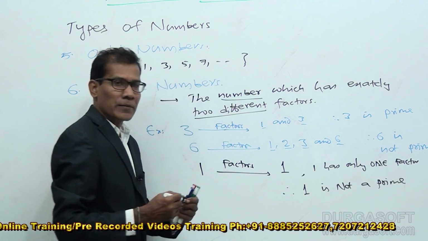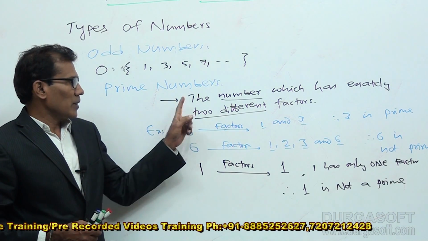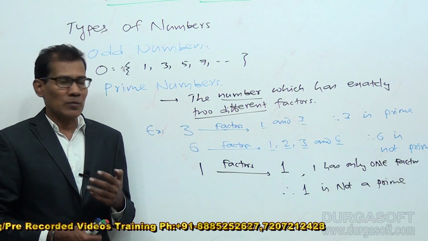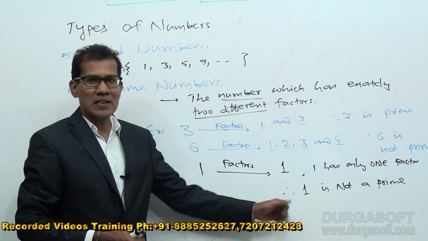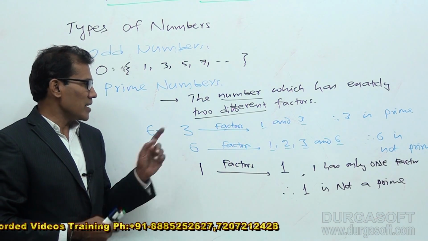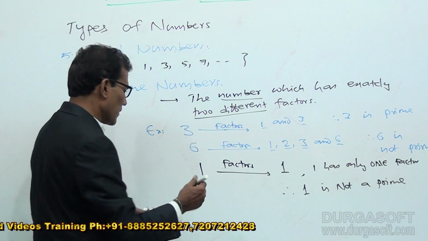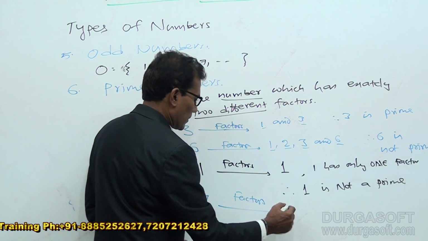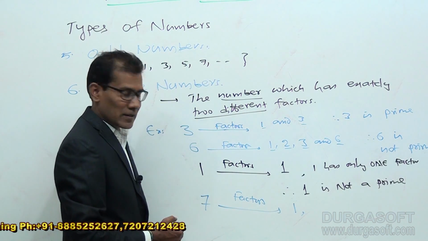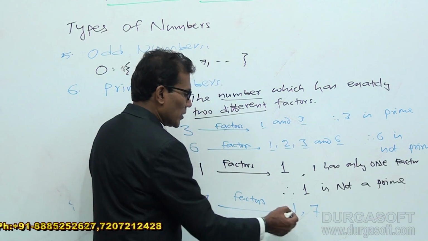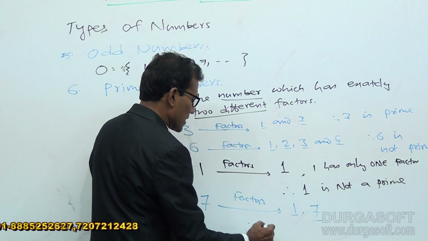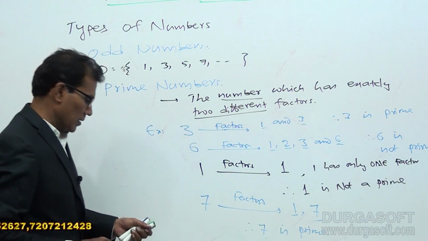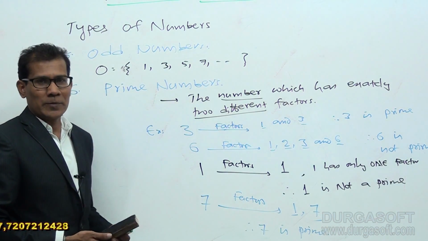So we should not get confused in case of 1. Prime number in the sense it must have only two different factors, neither less nor more, but 1 has only one factor, that's why 1 cannot be a prime number. 3 is a prime number. Even if you take 7, 1 is a factor of 7 and 7 is also a factor. Only two factors are there, therefore 7 is prime. So we must be clear what a prime number is.